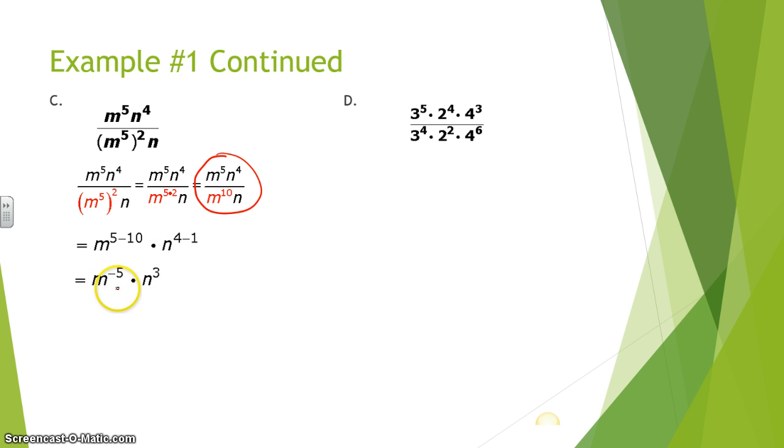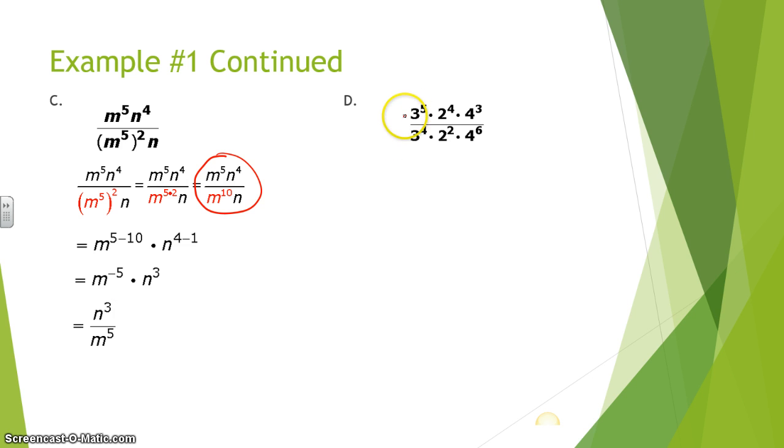Notice m to the negative 5th is negative, n to the 3rd is positive. The negative exponent moves to the denominator, and n to the third is your numerator. So your final answer is going to be n to the third over m to the fifth.